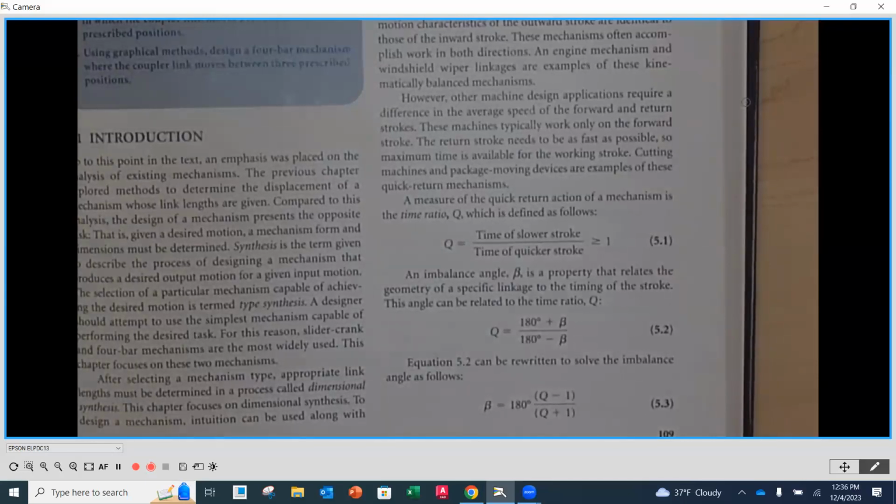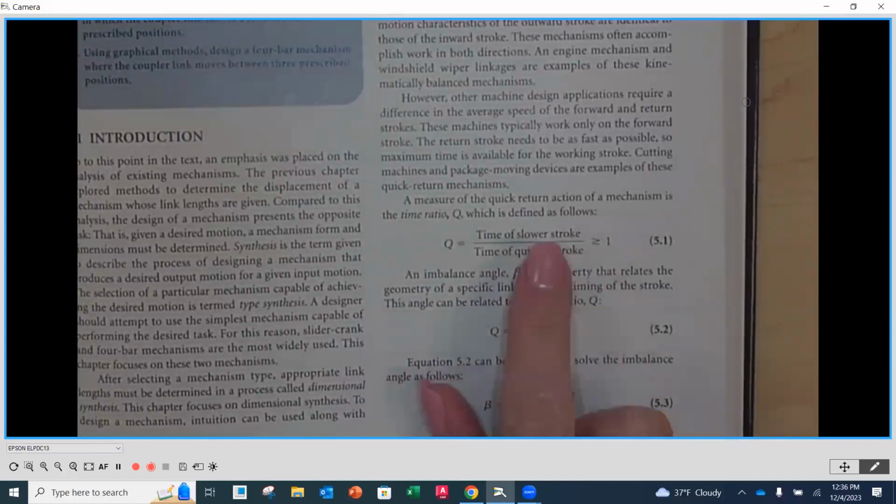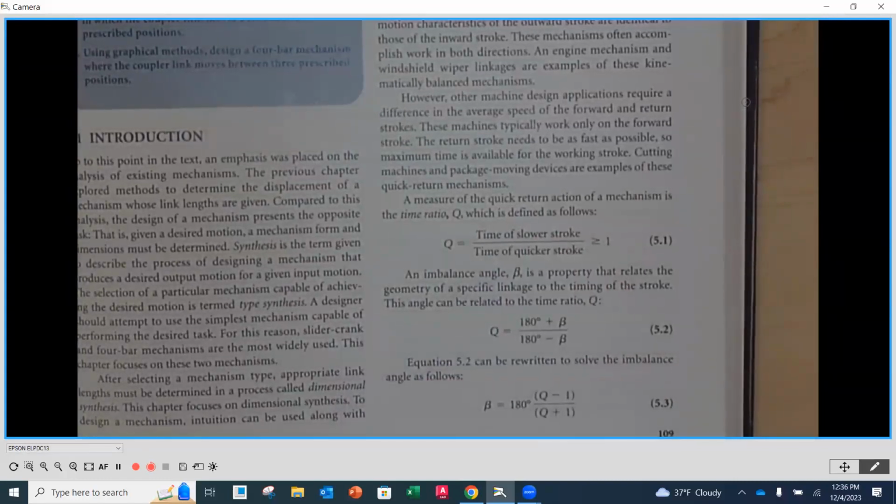But when we have a non-symmetrical or quick return type of application, our quicker stroke is going to be on the bottom here. So that means this value is going to be greater than or equal to 1.